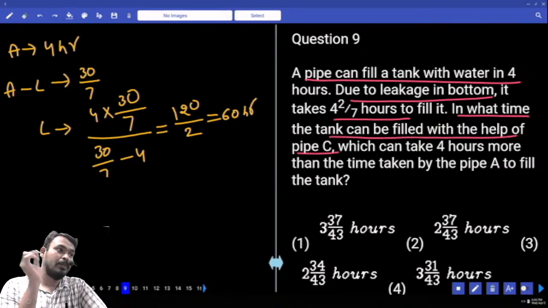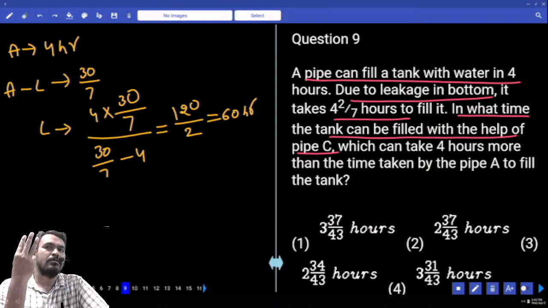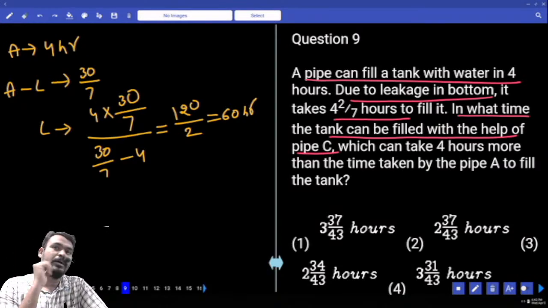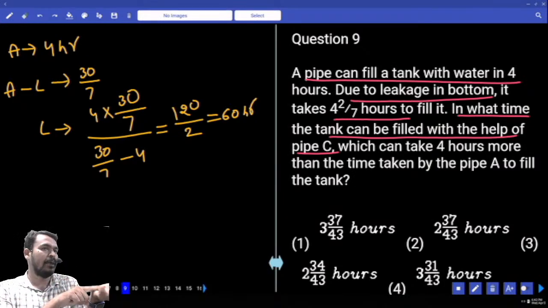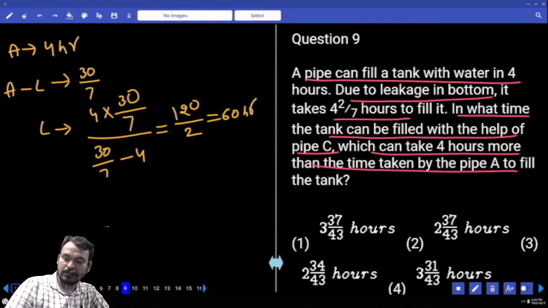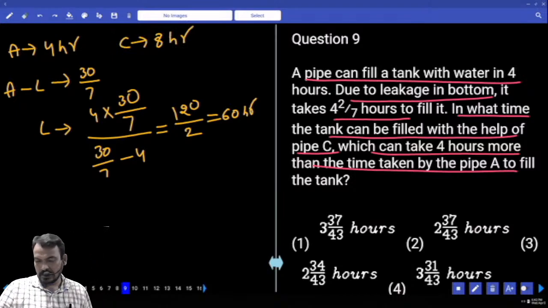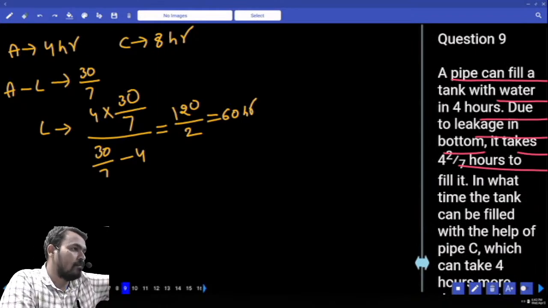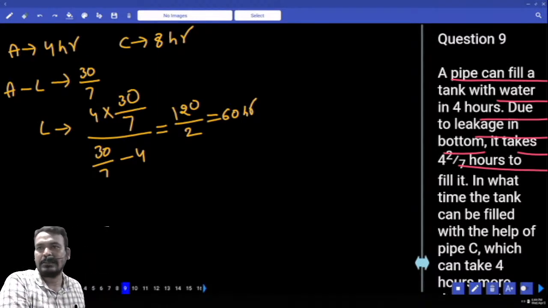With the help of C, how many pipes are working in total? 3 pipes. Already A and leakage, plus C. Next, which takes 4 hours more than which one? Pipe A. Already A is 4 hours, then C will be 8 hours. Okay, what is the question here? All 3 pipes working together. Just use the individual values, combine the values, and we get the answer.